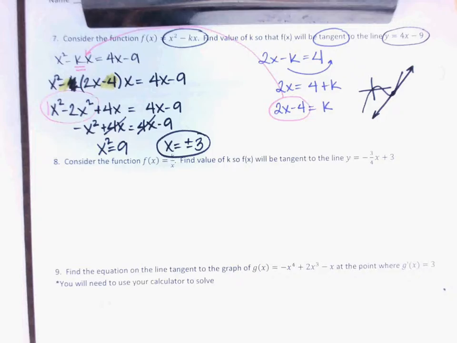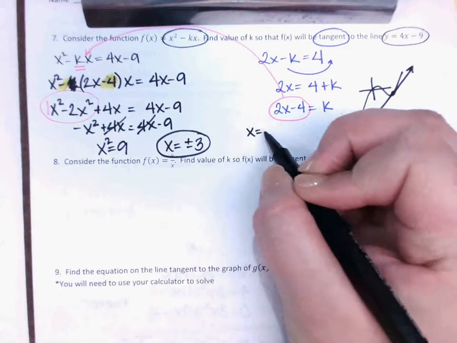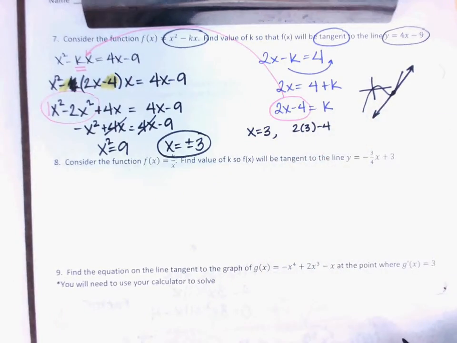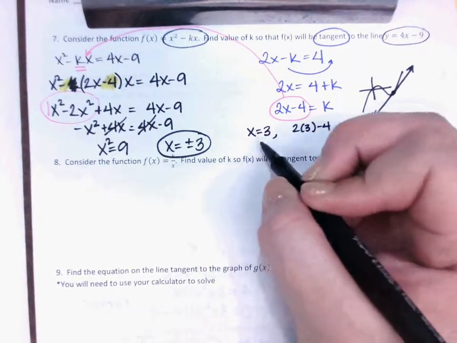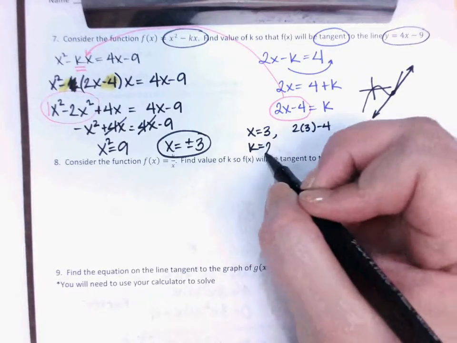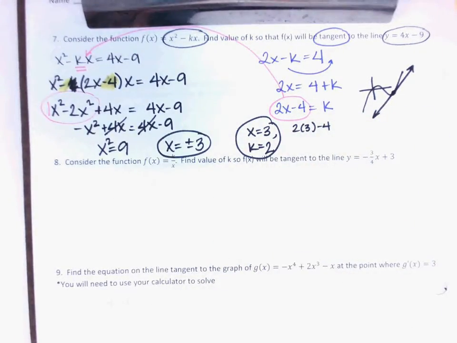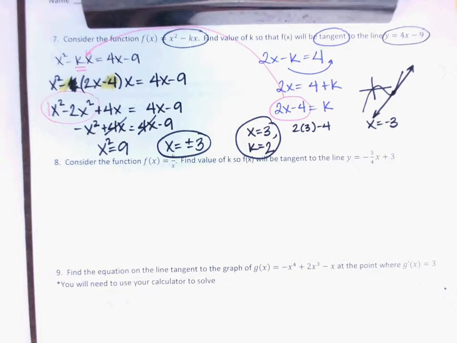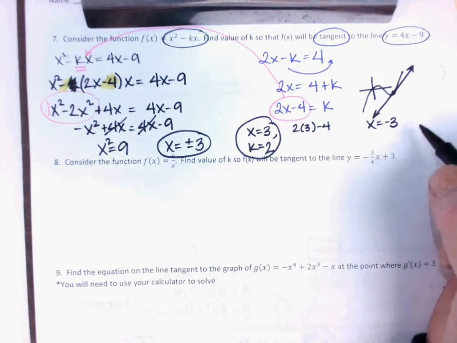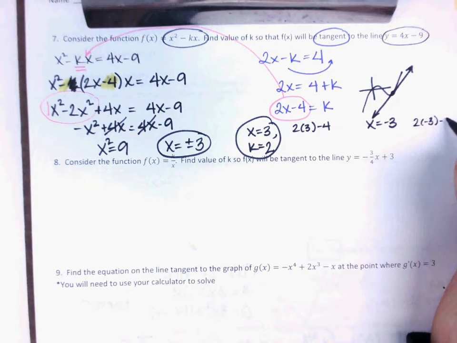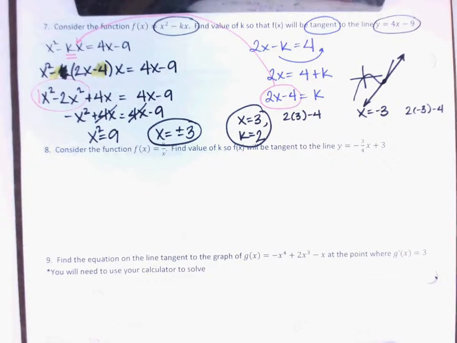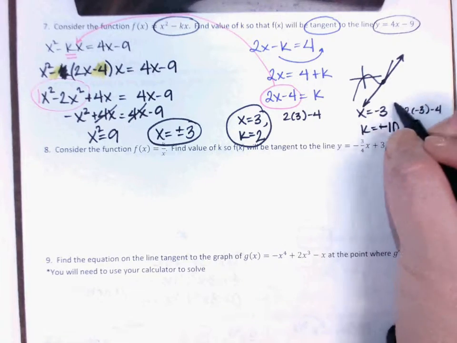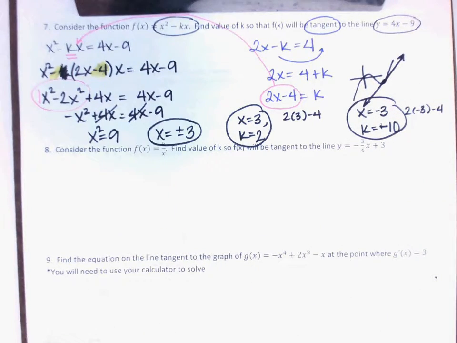Okay? So when x is 3, that means that k would be 2 times 3 minus 4. 6 minus 4, k is 2. That would be my first partner. Then I'd let x equal negative 3, and then find the k that goes with that. So it'd be 2 times negative 3, and then minus 4. So that'd be negative 6 minus 4, k is negative 10. Got it? Okay, you can do it.